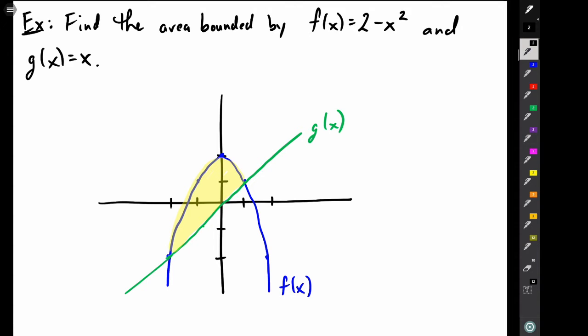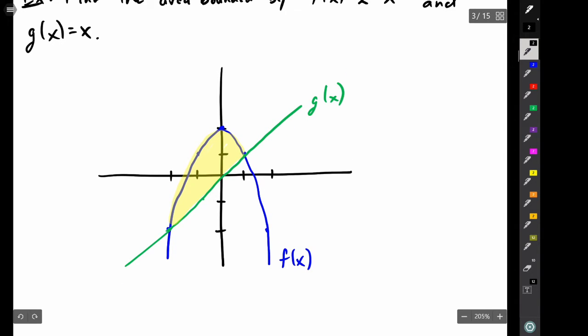So the next question is, how do we find the bounds for our integral? We know we have to integrate f minus g, but how do I decide what a and b are? Well, all we have to do is ask what's the very left edge and what's the very right edge of my shape? The very left edge is here, and the very right edge is here. So we just need to find those x values.